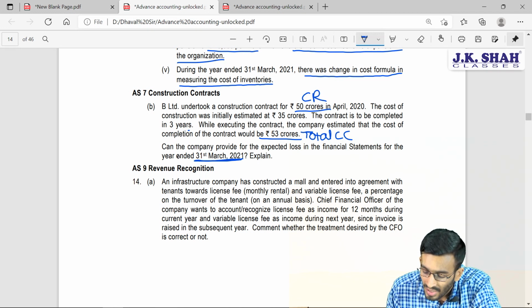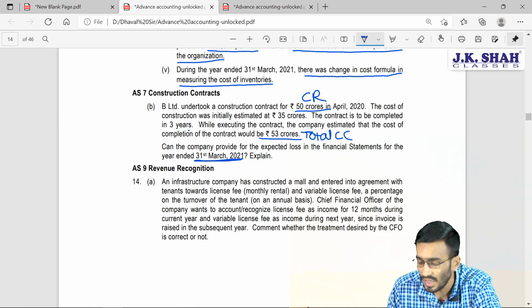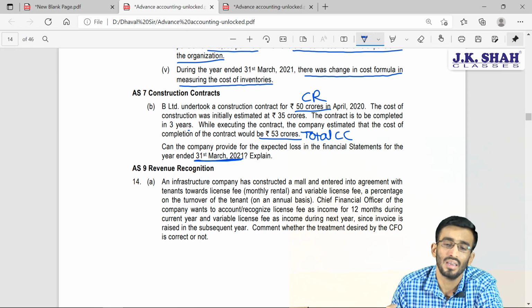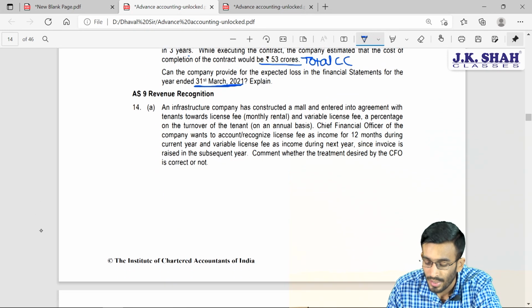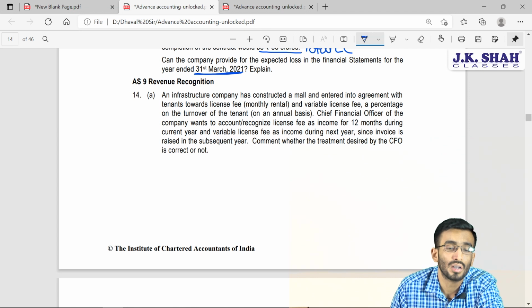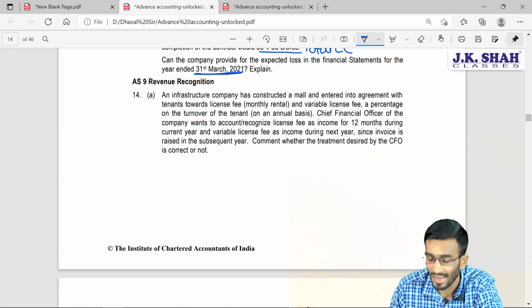So here, can the company provide for the expected loss in the financial statement for the year ended 31st March 2021? The answer is yes, the loss of 3 crore the company needs to provide. Next, AS9 revenue recognition. Question number 14A.